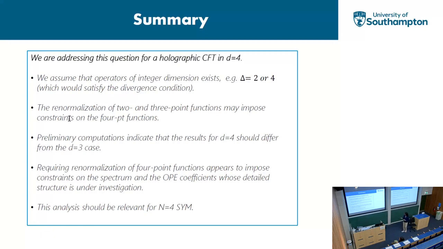So to summarize, here we are addressing this question of holographic CFT in D equals 4, and we assume that there are operators of integer dimension, for example 2 and 4 here that I showed, such that it satisfies those divergence conditions. Now I compute the 2 and 3-point functions in such a theory, and I renormalize them, and that already imposes some constraint on some of the counter term coefficients.